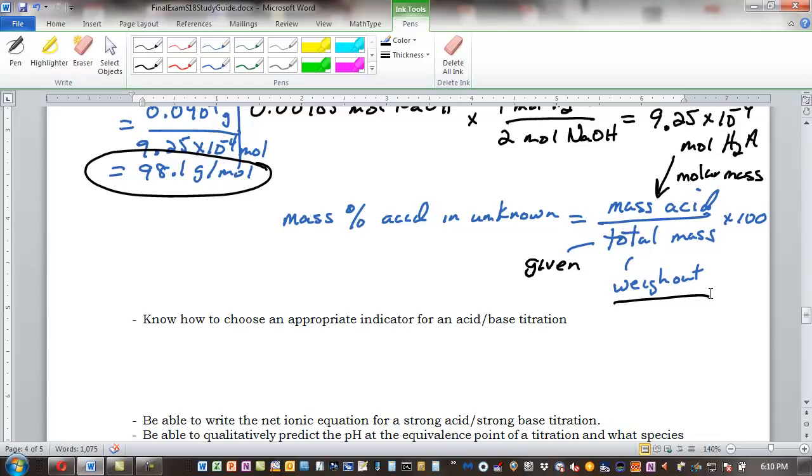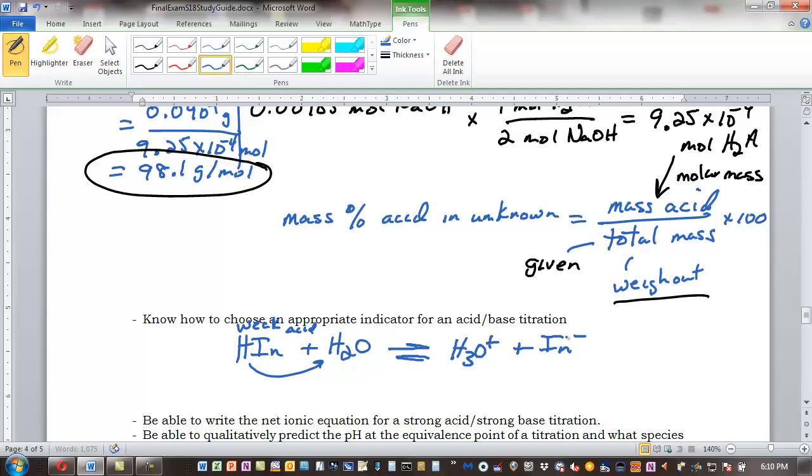Of the indicator, yeah, and so it's kind of like a buffer. An indicator here, and I didn't spend much time in class on this at all, but an indicator in water is a weak acid. So this is just some generic indicator, some generic weak acid. In water, it's going to produce hydronium and its conjugate base.